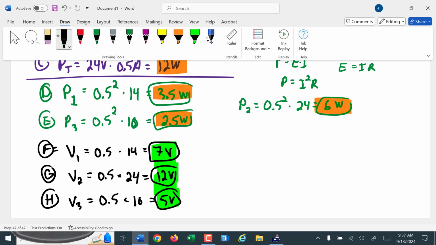So both voltage and power, voltage produced has to equal voltage dissipated, power produced has to equal power dissipated. Any questions on those?